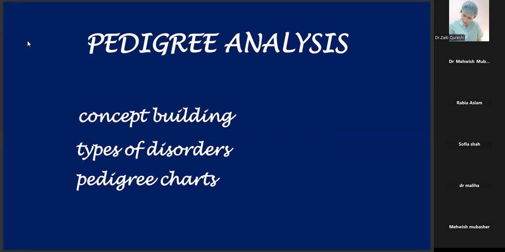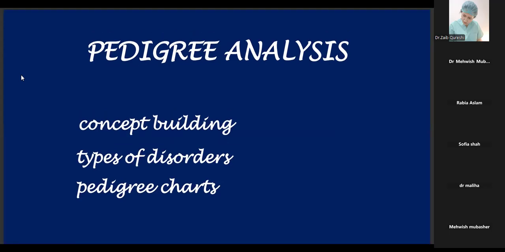You only have to follow these three steps. First step, concept building. You will build a concept: why you have to solve the pedigree charts. This should be very clear. Then the types of disorders and pedigree charts.